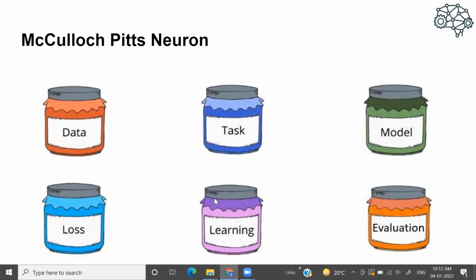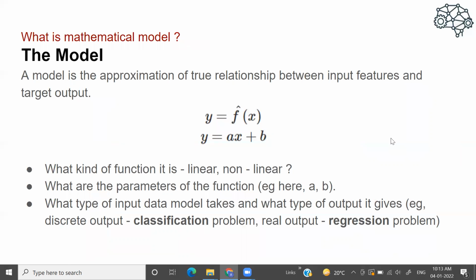And this is really important. This slide is very important. I mentioned that whatever study we'll be making further from today onwards, we have to map with one of these six jars, right? So if I have to come up with any learning model, there are primarily six characteristics associated with it. One is the data, the others are task, model, loss, learning, and evaluation. And we opened the first jar, that is the model part, right?